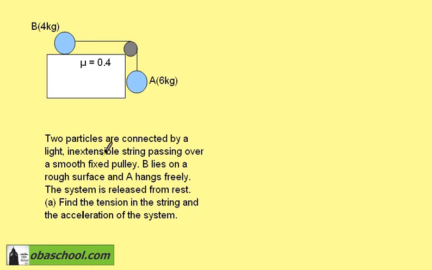Two particles are connected by a light, inextensible string passing over a smooth, fixed pulley. B lies on a rough surface and A hangs freely. The system is released from rest. We want to find the tension in the string and the acceleration of the system.